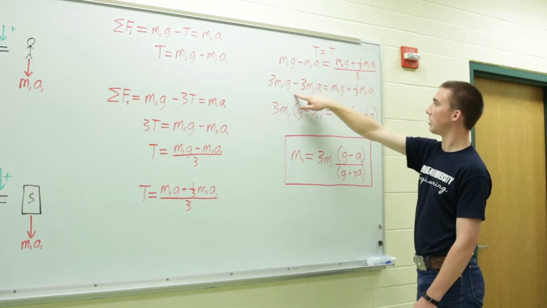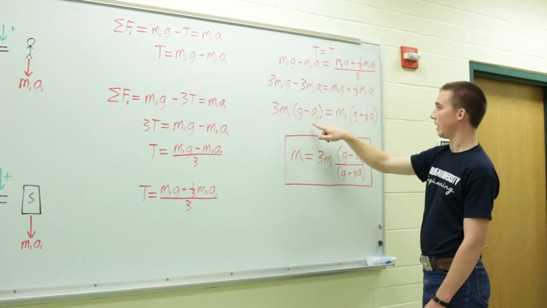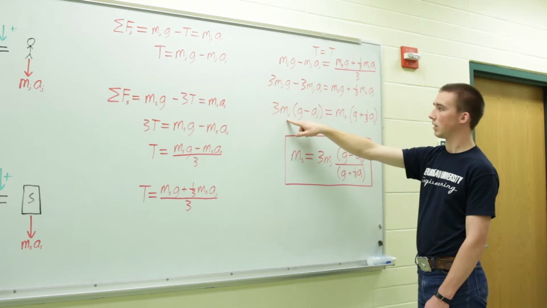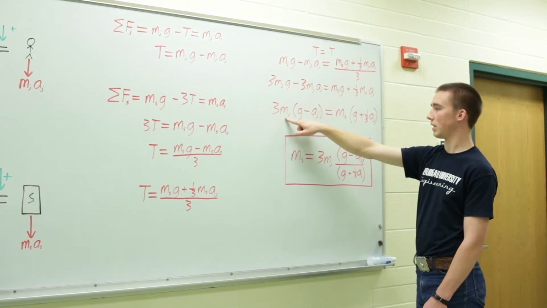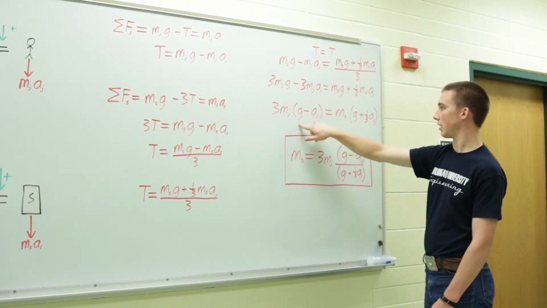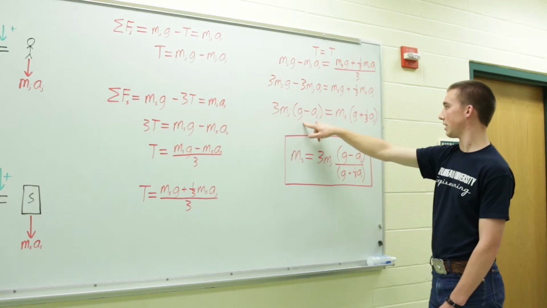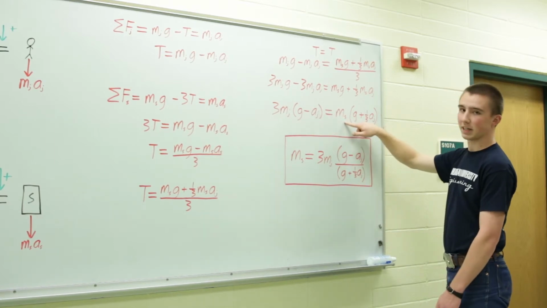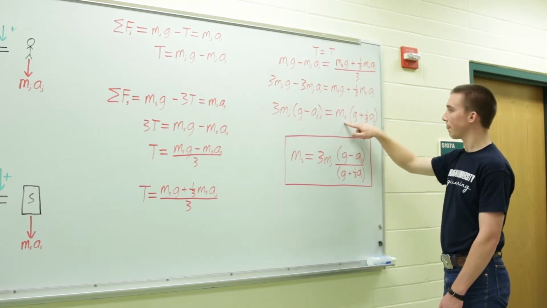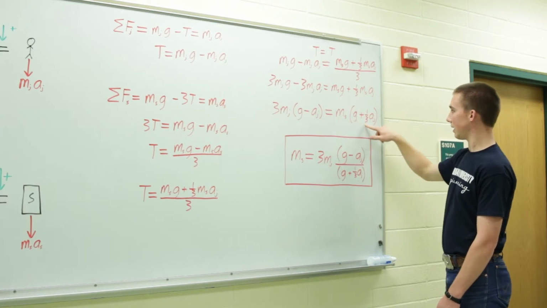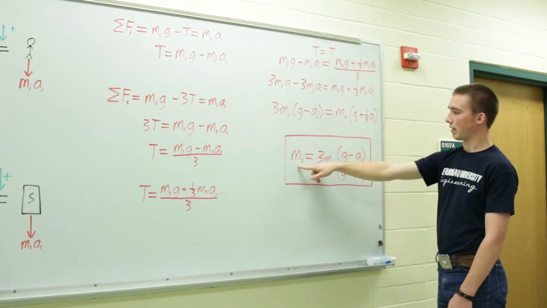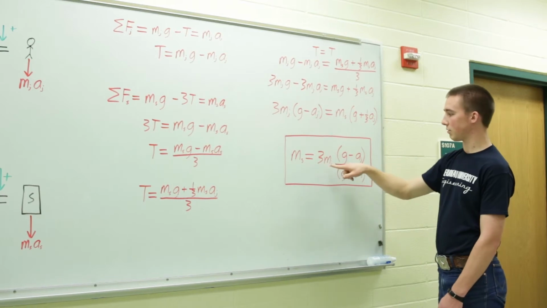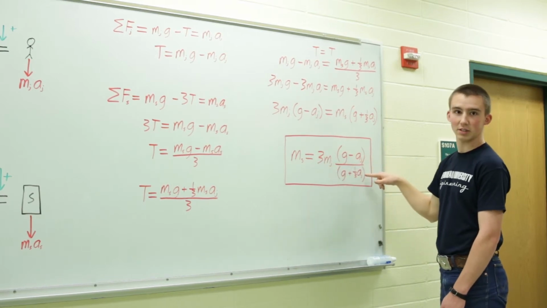Then I multiply the 3 through to the other side, and then I factor out the mass of Indiana Jones and the 3 so that I have just G minus AJ, and on the other side I factor out the mass of the statue. Then I divide by this value to get the mass of the statue by itself, which gives us an equation we can just plug our values into.